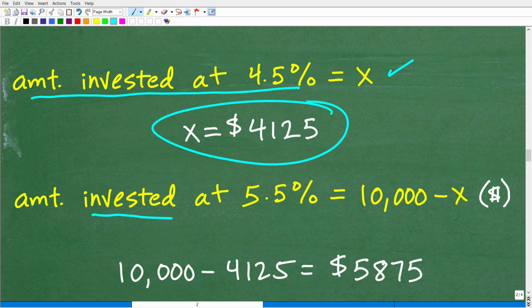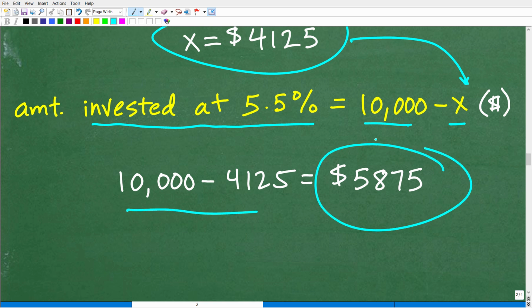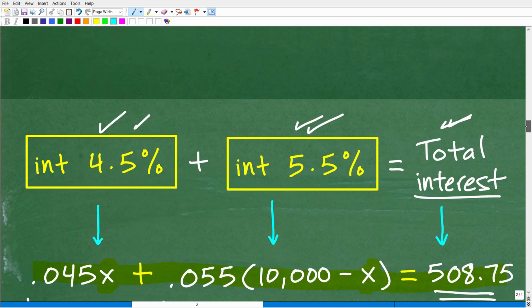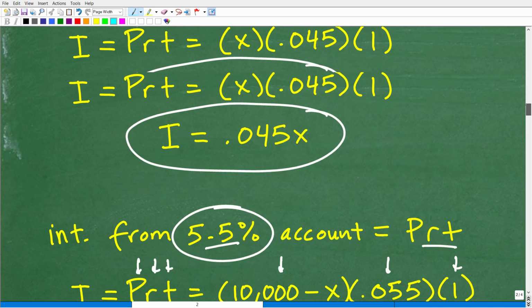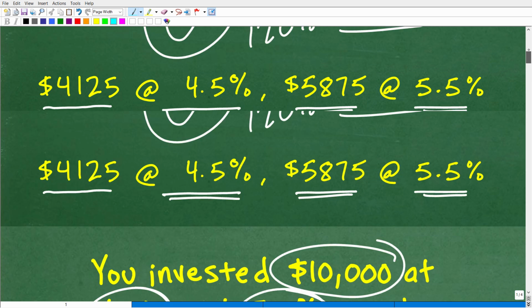So the amount we invested at 5.5% is simply 10,000 minus x. So we just replace that x with 4125 and just subtract away 4125 from 10,000, and you get $5,875. Okay, so a lot of different moving parts here. I wanted to really thoroughly explain this problem because interest problems are a common type of algebra word problems.